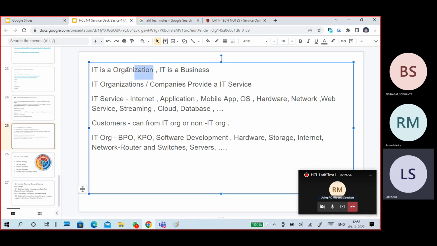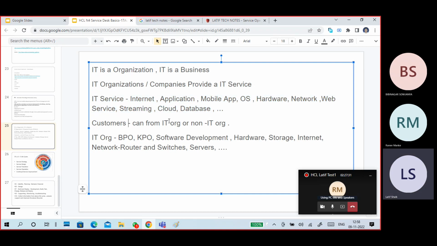IT is an organization. IT is a business. IT organizations are companies that provide IT services. What are the services? Internet services, applications, mobile applications. You are using a mobile phone, right? Who manufactured the mobile application? Who manufactured the mobile operating system, hardware, network, web services, streaming services we are using, cloud services we are using, database services we are using, right? So these are the IT services.